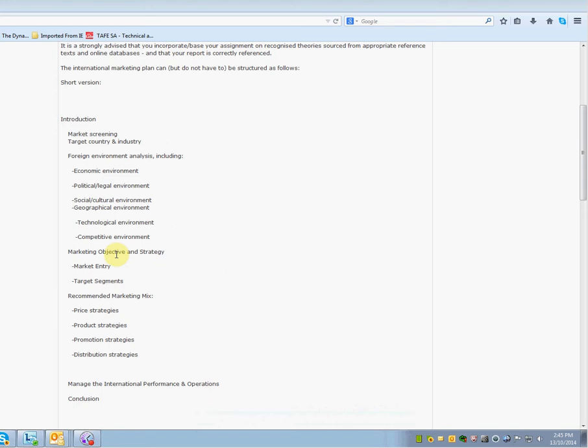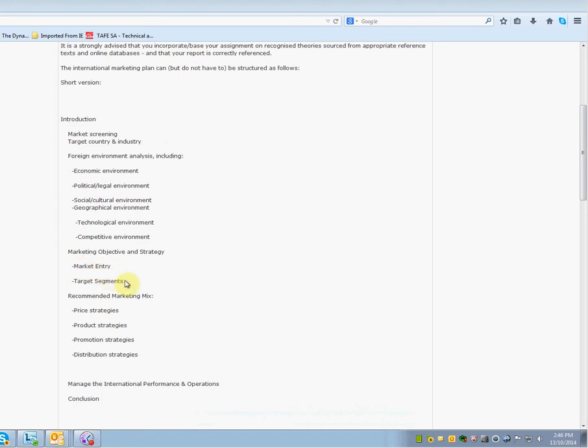You then need to move on to the section about marketing objectives and strategy. Basically, you would normally enter the market through what is called exports. You have a number of options here, and you can read more about them in the course. But the normal first way to enter a foreign market is through export.